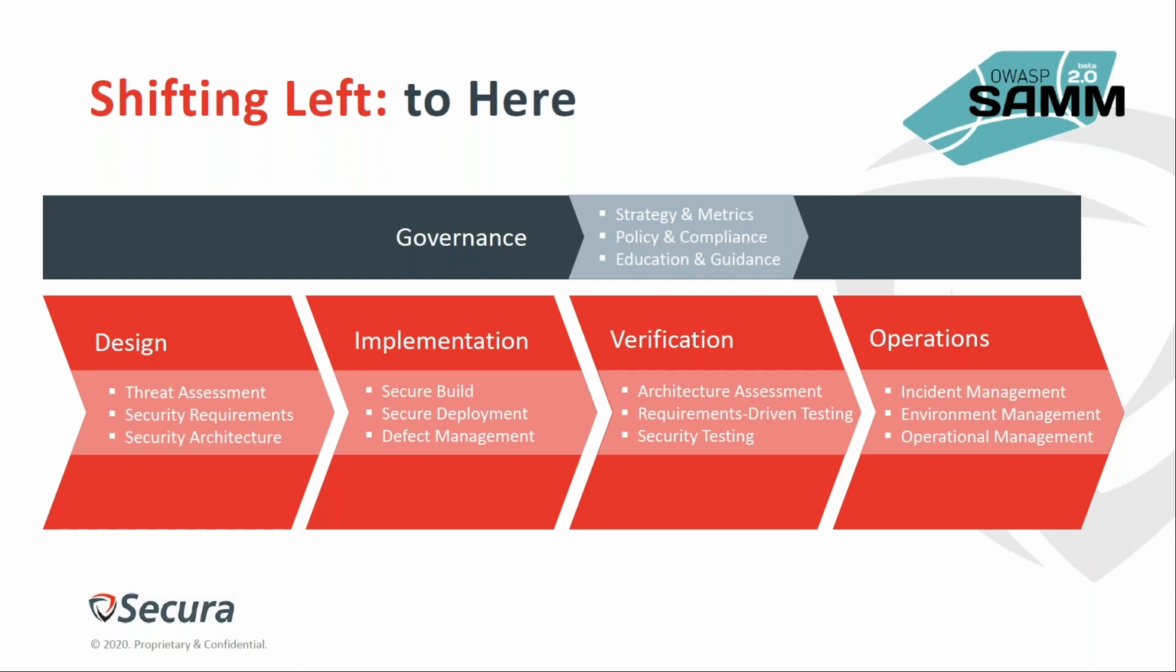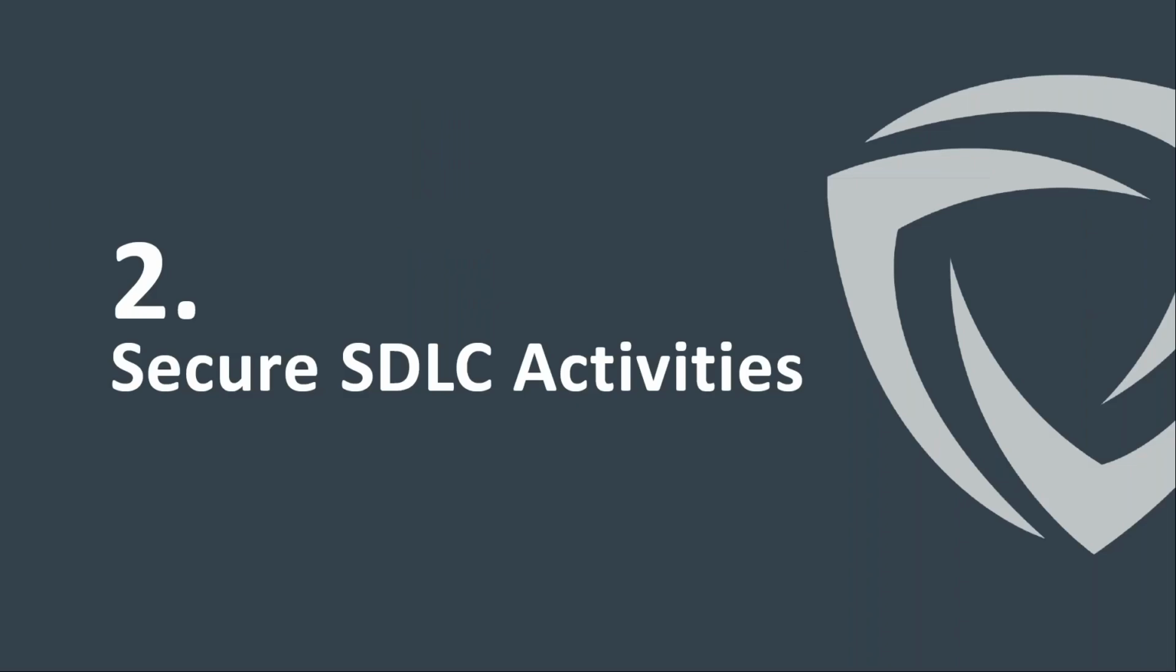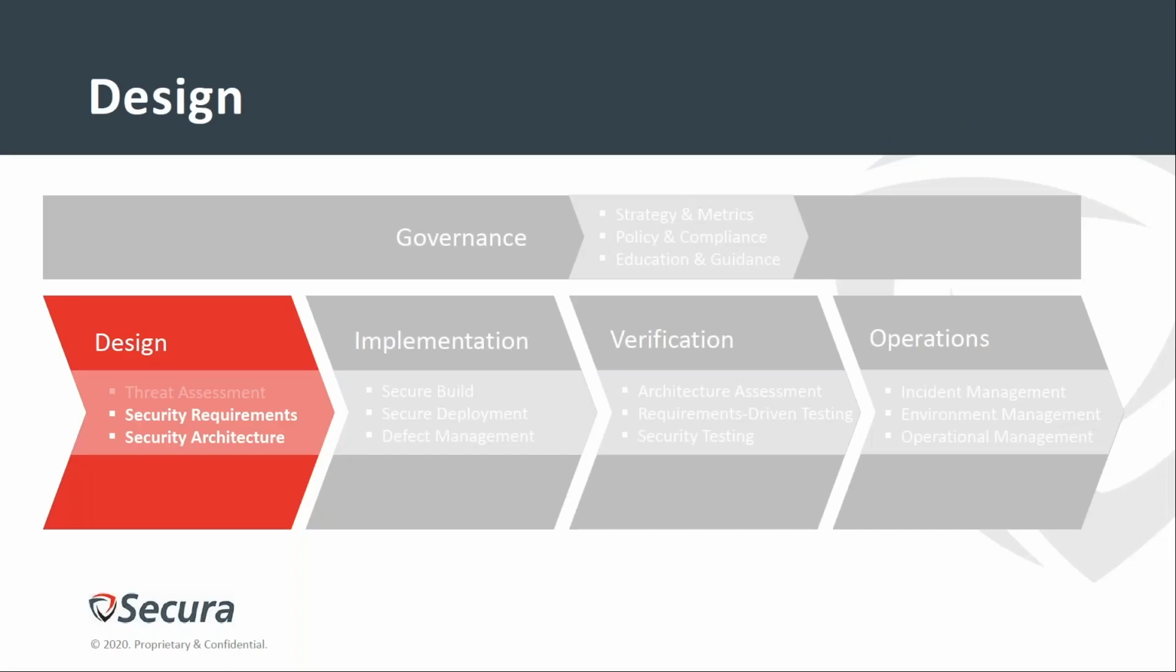The OWASP-SAM project documents certain security practices in each of these development phases, and they organize them in various levels of maturity. And we're going to use their structure here in this presentation. So let's see what these security activities look like. In the design phase, I would like to talk about security requirements and security architecture.